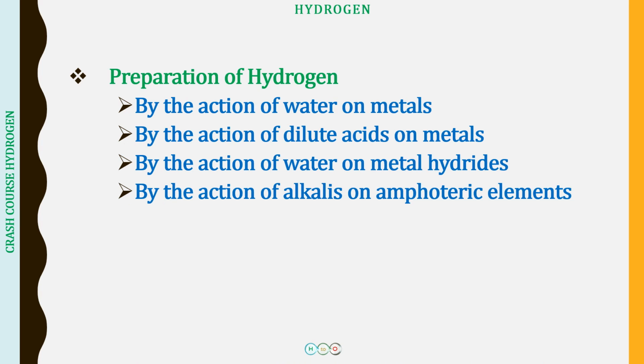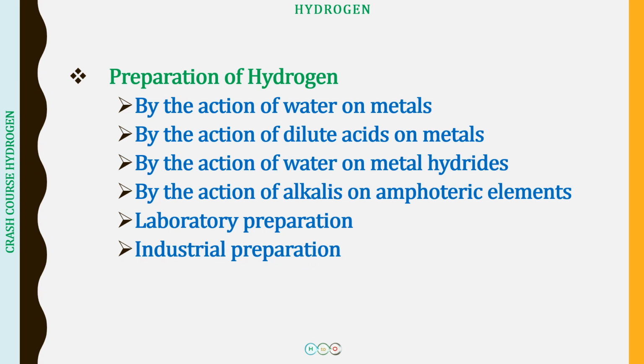Next is the action of alkalis on amphoteric elements. What are amphoteric elements? These are those elements which can react both with acids as well as bases. So when they react with either dilute acids or alkalis, hydrogen is evolved. Next we have the laboratory preparation of hydrogen, which is essentially the reaction of metals with dilute acids or with alkalis. For the laboratory preparation, we react zinc with dilute H2SO4 to prepare hydrogen.